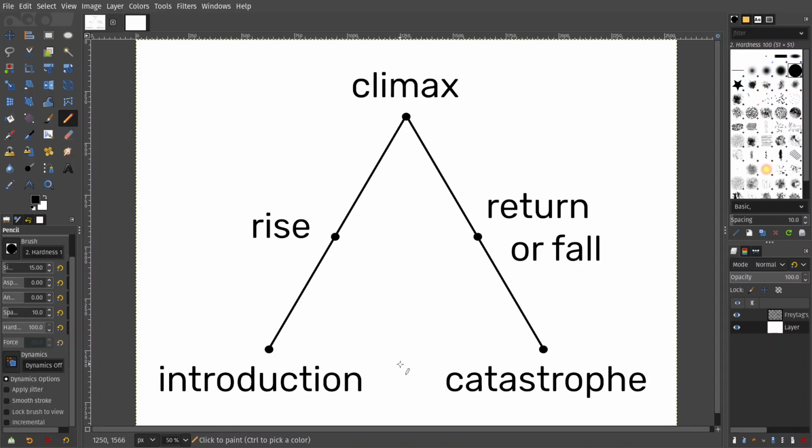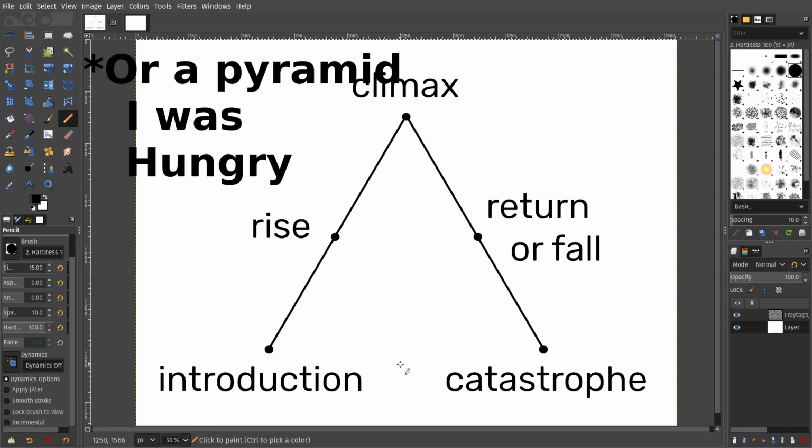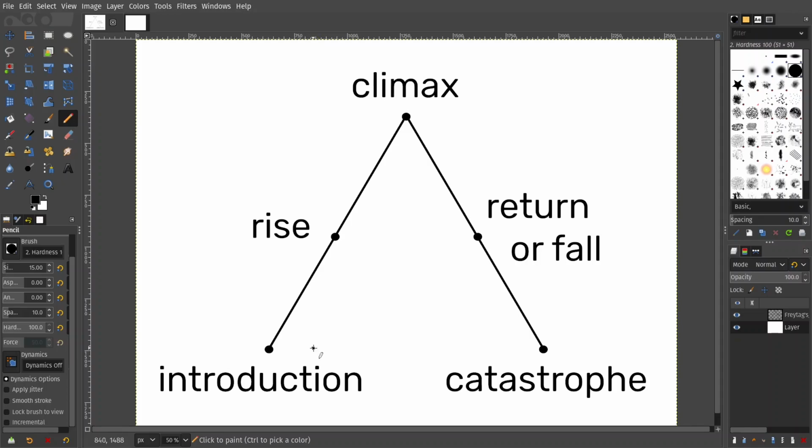And every single plot I see really doesn't look like a pyramid, it looks kind of like this. Now, there's a technical reason why this setup is like this, the Freytag pyramid. These words map close to this, where the catastrophe is still like here.